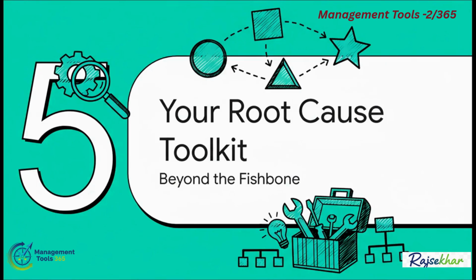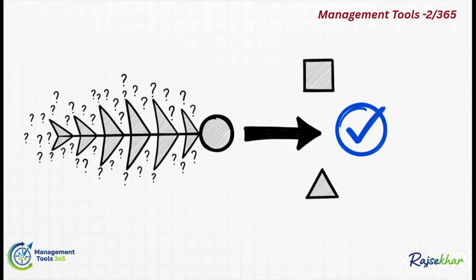Now, as powerful as this diagram is, and it really is, it's important to remember that it's just one tool in a larger problem-solving toolkit. And this is the key thing to remember. The Ishikawa diagram is a hypothesis-generating machine. It gives you this fantastic, comprehensive list of potential causes. But what it doesn't do is tell you which cause is the most significant. For that, you've got to bring in some other tools.